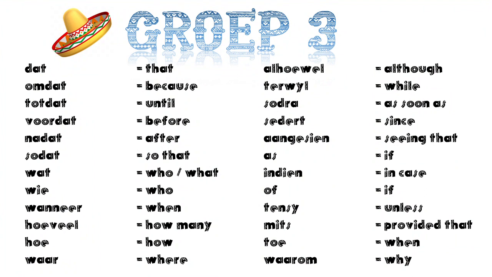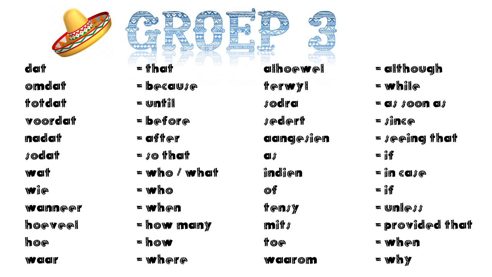Group 3 conjunctions, there is a long list. If you just remember some key things, all the words that are conjunctions that end in dat, like omdat, totdat, voordat, nadat, sodat, all the dat words are in group 3. Starting off with dat. Then you come to all your question words are also in group 3. That's your wie, wat, wanneer, hoeveel, hoe, waar, waarom. Any question word that can be used as a conjunction is in group 3.